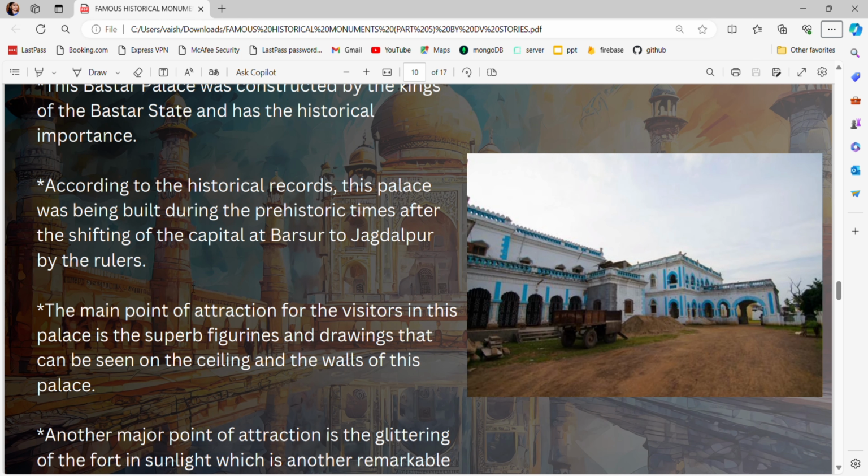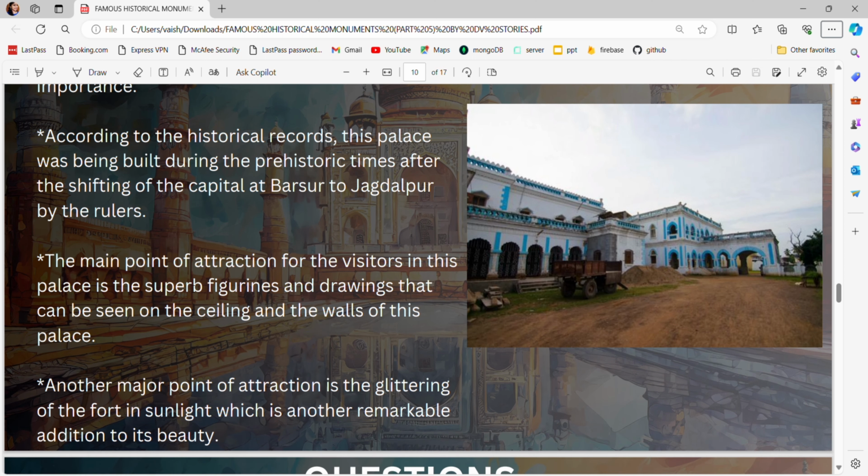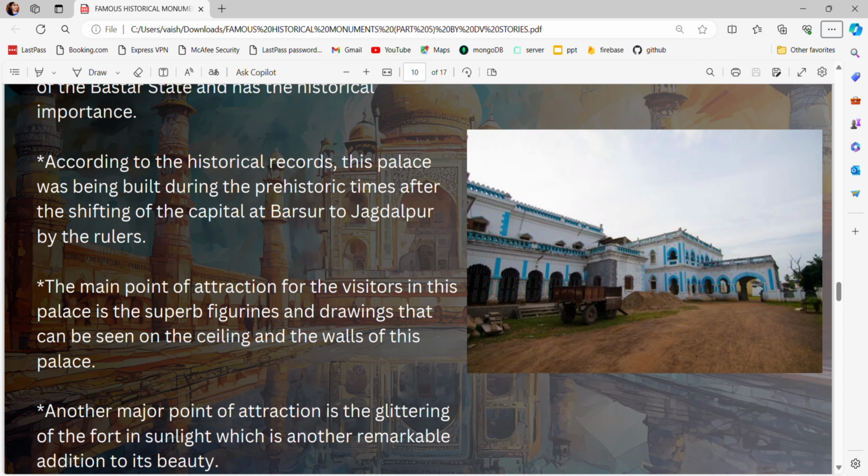The main point of attraction for the visitors in this palace is the superb figurines and drawings that can be seen on the ceilings and the walls of the palace. And another major point of attraction is the glittering of the fort in sunlight, which is another remarkable addition to its beauty.